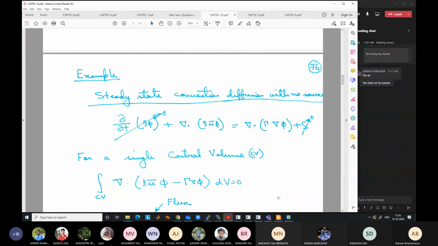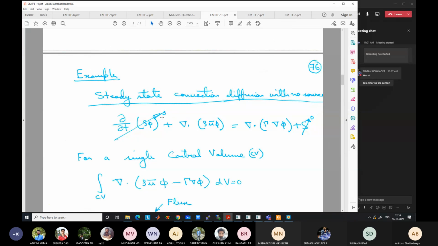Let us start the discussion. Steady state convection. Let us take the example of a steady state convection diffusion equation with no source term. Steady state means the first term, del t of rho phi, is also 0. Can you see the screen? Please confirm, one of you. Yes, sir. Okay, thank you. So the source term is also 0.